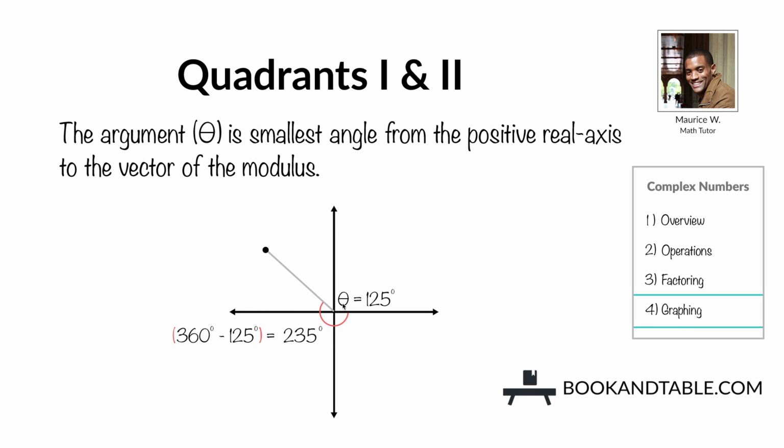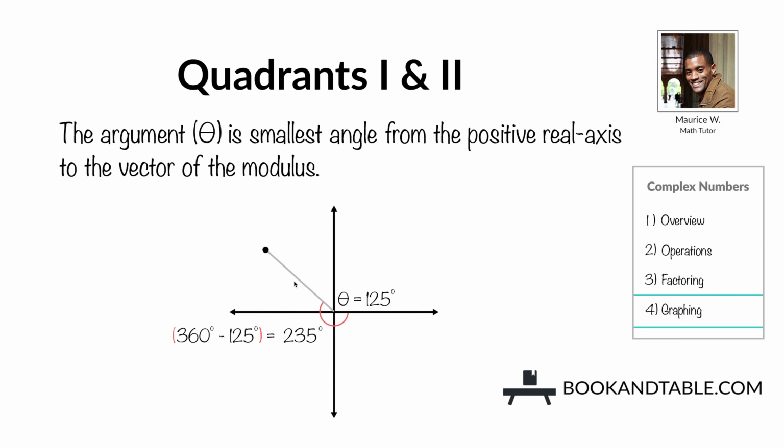So for example, if theta was 125 degrees this way, from here going clockwise, it would be 360, the total, minus 125, this angle, which means the remaining angle would be 235 degrees. So this angle is larger than this one, letting us know that theta here is our argument.